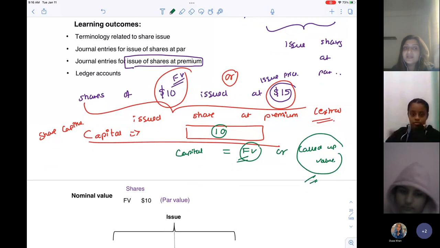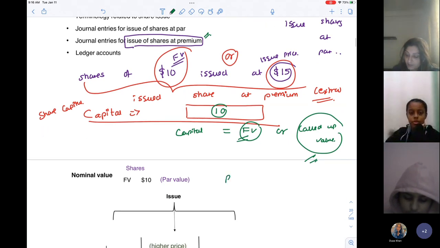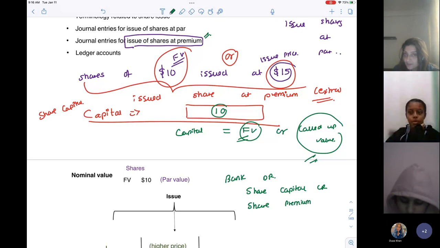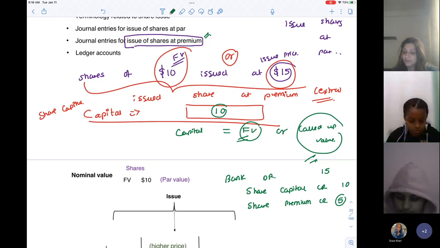Can you all give me the journal entry to issue the shares at premium? Bank debit, share capital credit, and share premium credit. Give me the amounts. So bank would be 15, share capital would be 10, and share premium would be 5. Okay, fine. Lovely. You all want to write it? Please write it. I'll wait for you all.